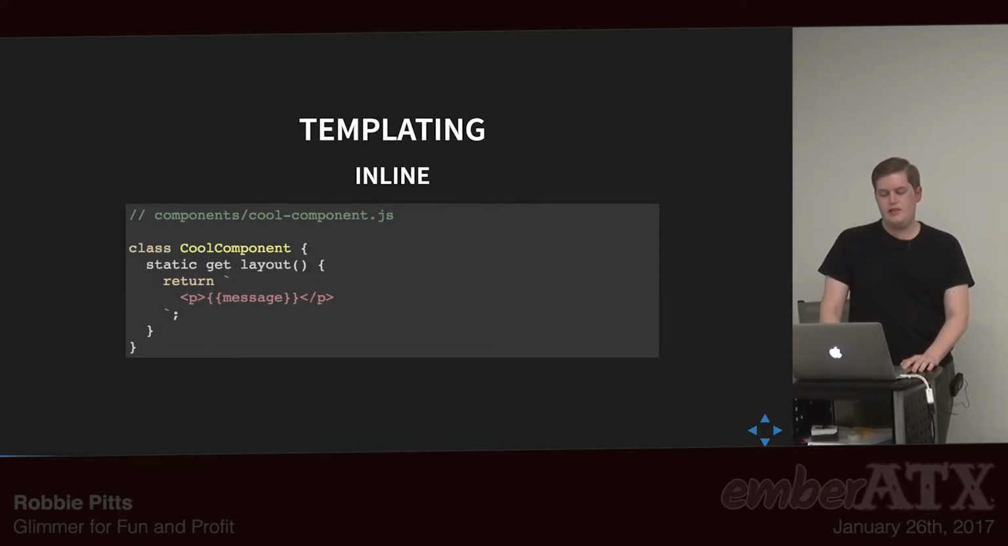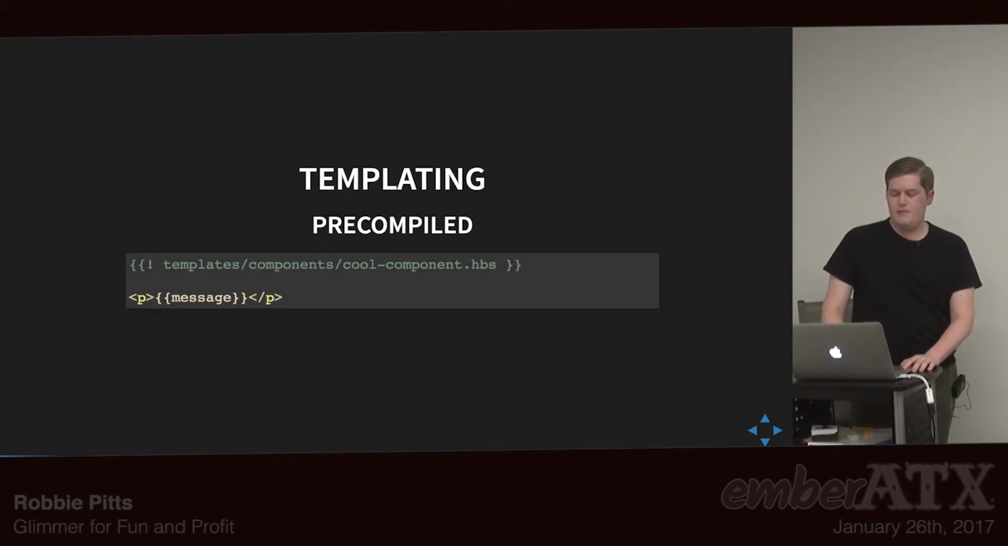So inline templating. This is what it looks like. You're probably familiar with the HBS tagged template literal, and this is sort of similar to that, where we have a static getter in this component class, and we're returning just a string, which Glimmer will take and render. And then we also have precompiled components, which takes a considerable amount more work, so I didn't do that. But this is a hypothetical example.